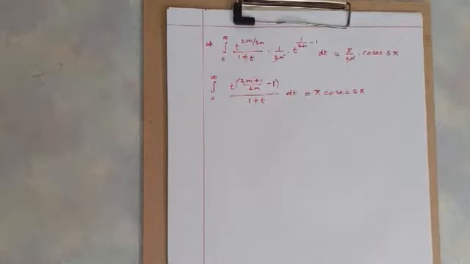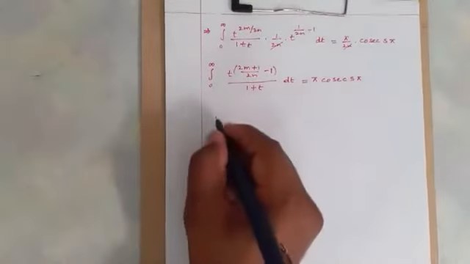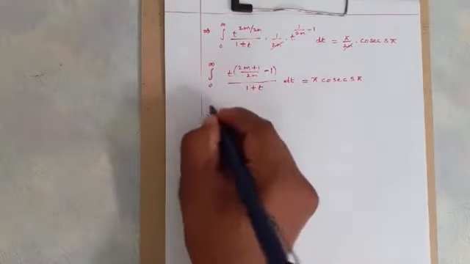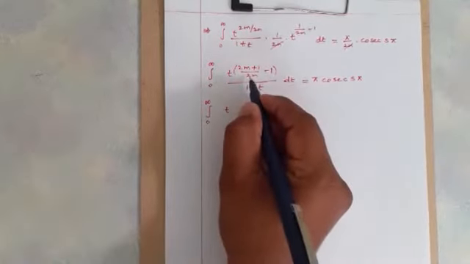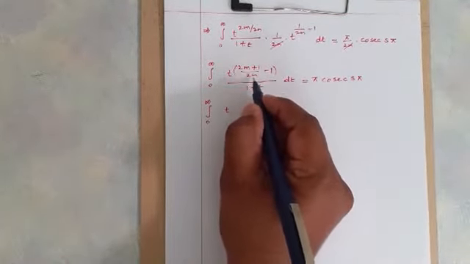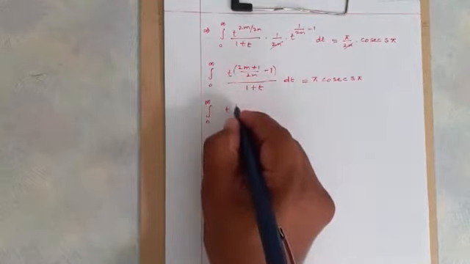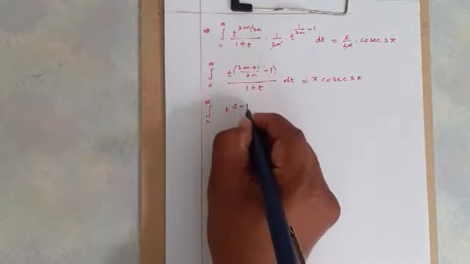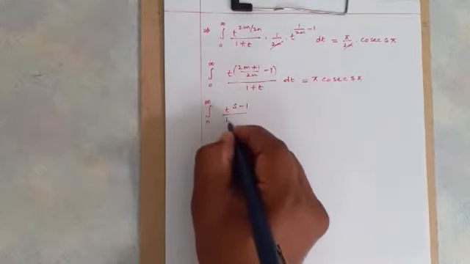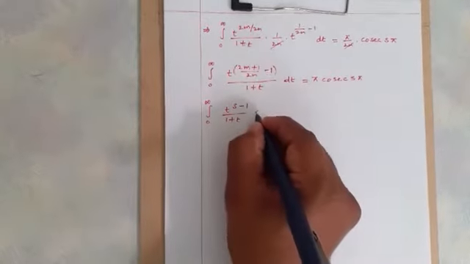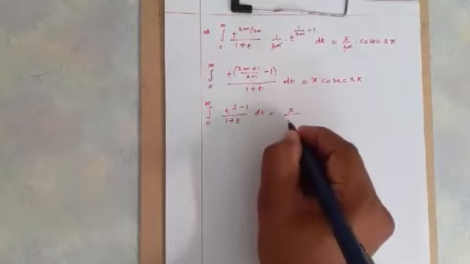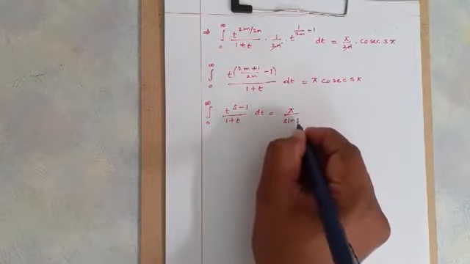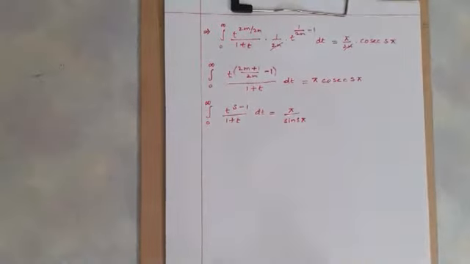Now after that, in the next step we can write 0 to infinity t power, as we have substituted 2m plus 1 by 2n as s, so you can write s minus 1 upon 1 plus t into dt. This is equal to, I can write pi upon sine s pi, because cosec is nothing but 1 by sine.